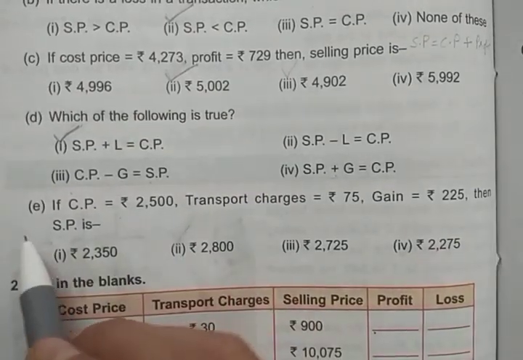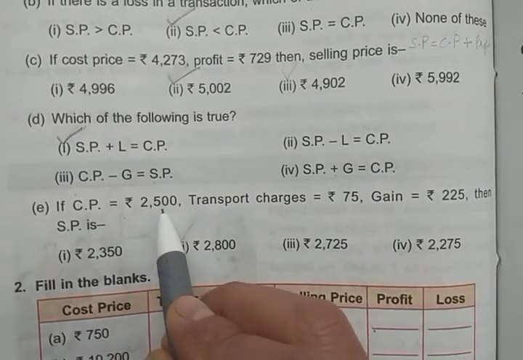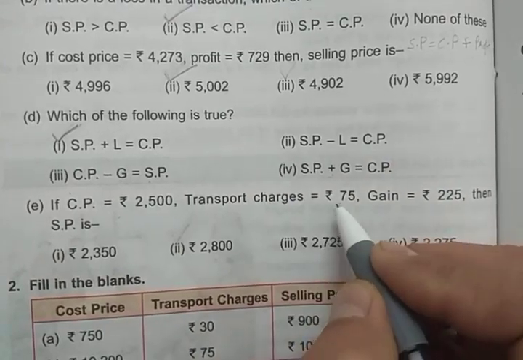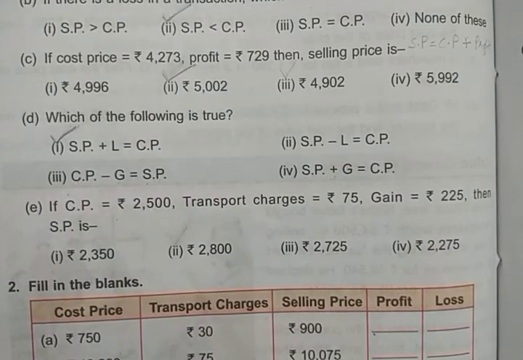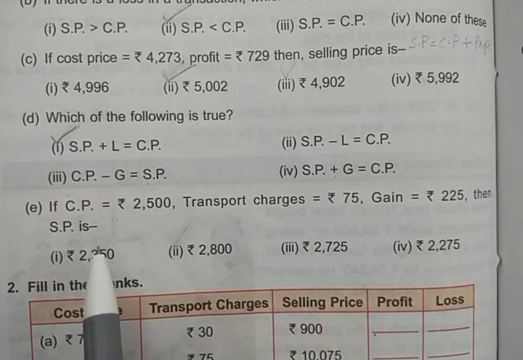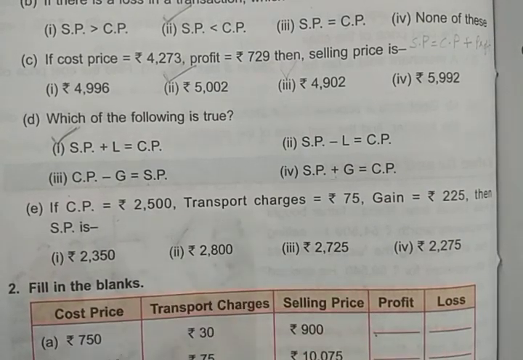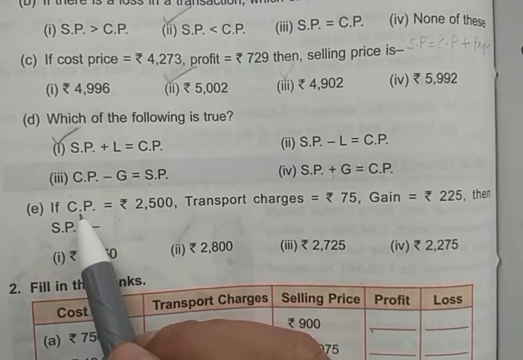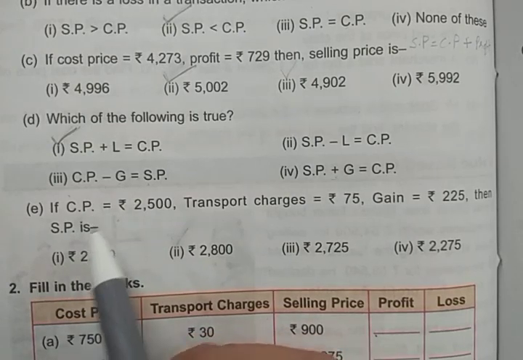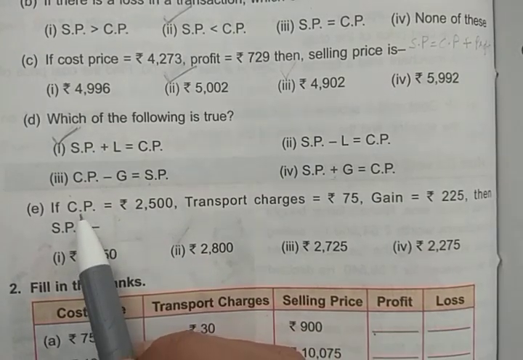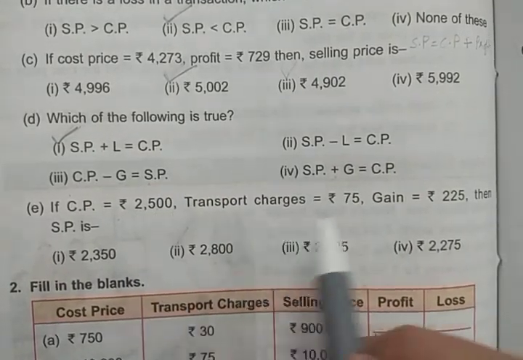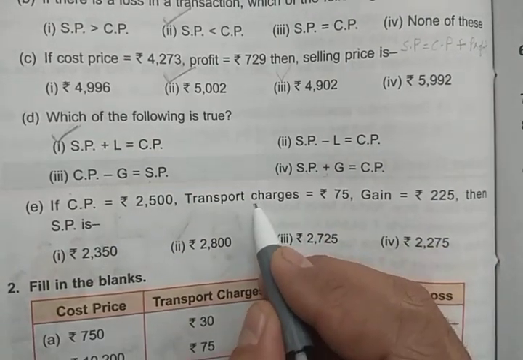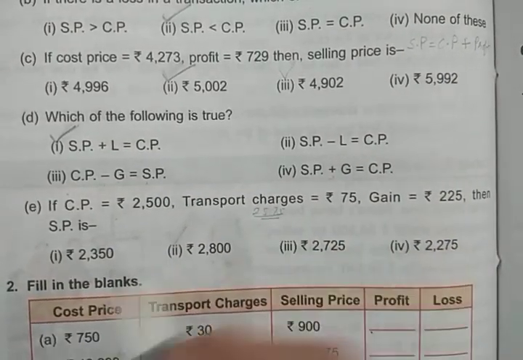Next is, if cost price is equal to rupees 2,500, transport charges are rupees 75 and gain is rupees 225, then selling price is. So you have already done this type of question in which the transport charges or the extra money spent on the item is given. So here, to find the actual cost price, what do we have to do? We have to add cost price plus transport charges. So add them, 2500 plus 75, 2575, right? 2575 is the actual cost price.